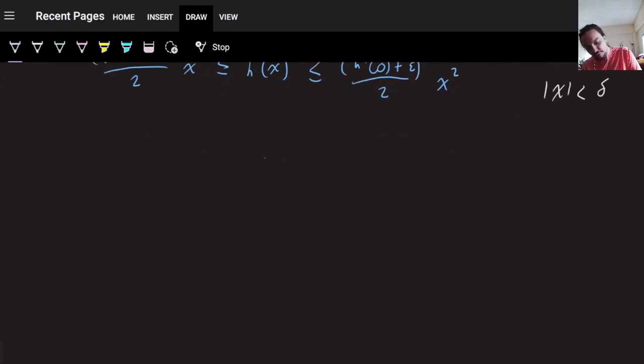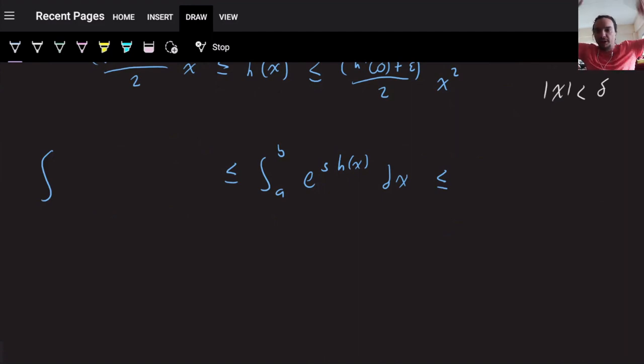So what did we want to understand? We wanted to understand the integral from a to b of e to the s h of x dx. Well, I can bound that above and below. So let's do the lower bound first. It's a little easier. Because the exponential is positive, if I cut out parts of the integral, I'm just going to get something smaller. So if you have a positive function, you integrate over a smaller interval, you get a smaller integral. So I'm going to cut out the part of the integral that's not near zero. I'm just going to be integrating from minus delta to delta now.